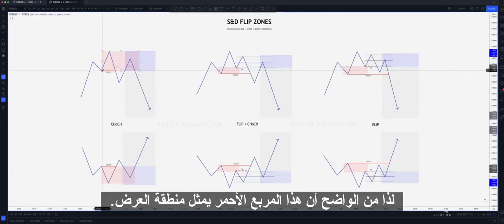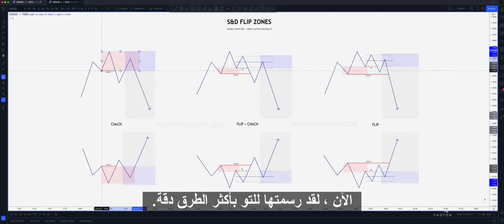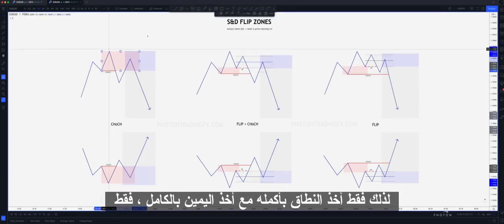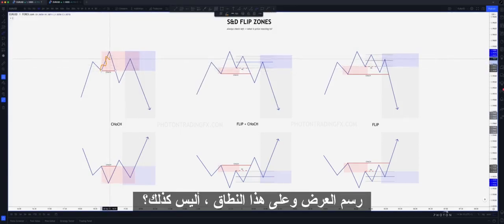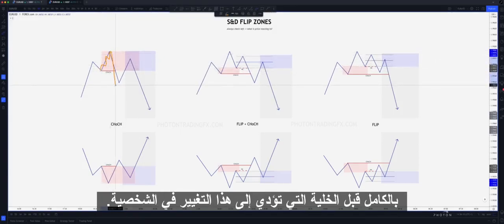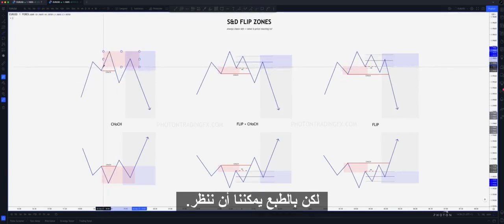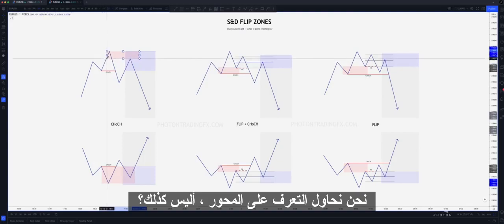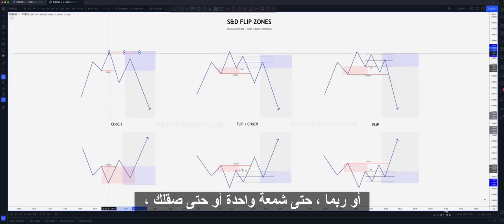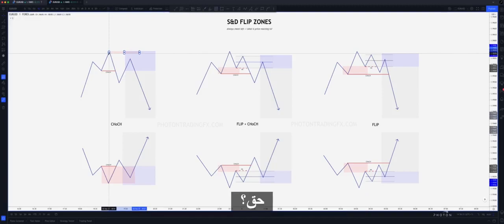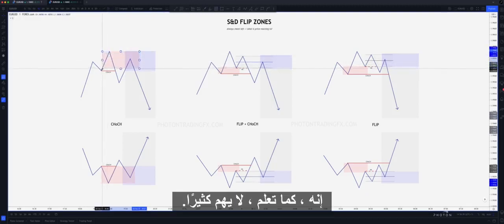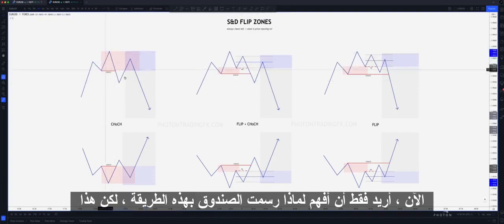So this red box obviously represents the supply zone. Now I've just drawn it in the most unrefined way, so just taking the entire range, just drawing the supply on that range. The entire buy before the sell that leads to that change of character. So that's the most unrefined way. But of course, we could look to identify the pivot, or potentially even a single candle, or even refine it to a fractal wick and so forth. It doesn't matter so much now. I just want you to understand why I've drawn the box that way.